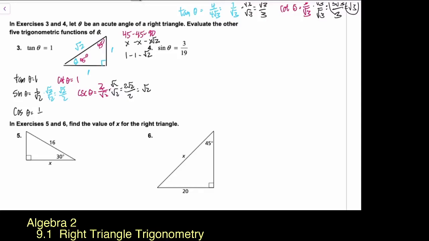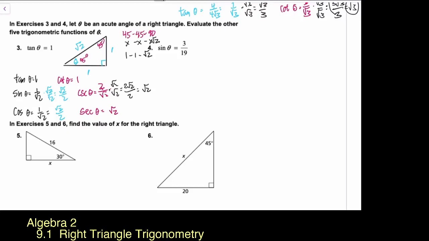So let's cut to the chase right here. Since it's the same thing as sine theta, it's going to be rad 2 over 2. And then the inverse of cosine is secant. So secant theta right here will end up being rad 2 as well. Okay? And so now you know how to find the sides of a given right triangle.